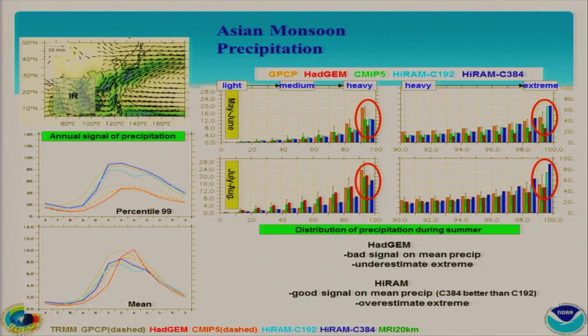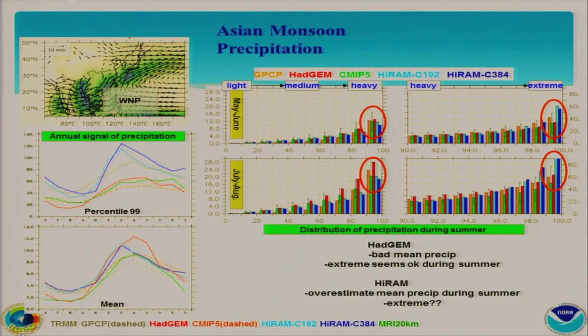And this is the current climate simulation in the Indian monsoon region. Hagen has a bad signal on mean precipitation here, and underestimates the extremes here. And for HIRAM, we have a good signal on mean precipitation, and C384, the blue one, is better than the C192. And both C384 and C192 tend to overestimate the extremes.